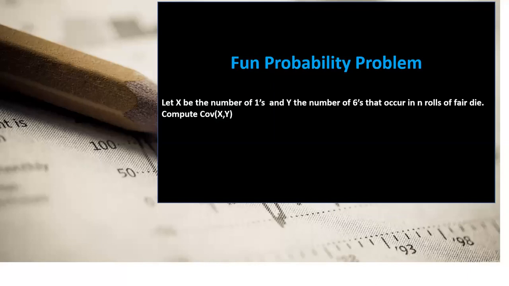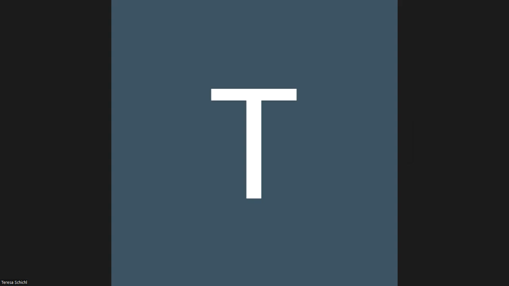Today's problem is related to the multinomial distribution. Let X be the number of ones and Y the number of sixes that occur when you roll a fair die n times. So I have the random variables X and Y, and I want to compute the covariance of X and Y. Let's go to our whiteboard and start solving this problem.